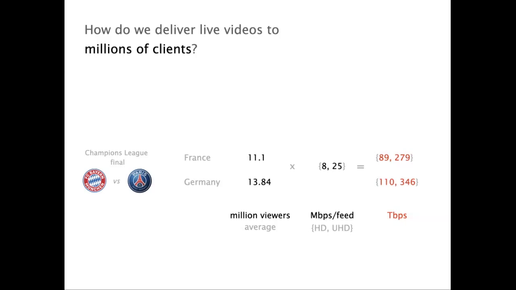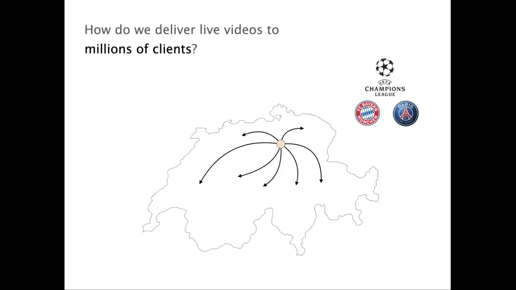So there is no way this is how it works, right? And indeed, this is not how it works. Let's go back to Switzerland, and assume that the server which is supposed to stream the video is located here in Zurich. The server receives the live feed directly. In this case, I think the final was taking place in Lisbon. So let's say the live feed comes from Lisbon directly to Zurich, and then the Zurich server is responsible for spreading this video across the entire country.